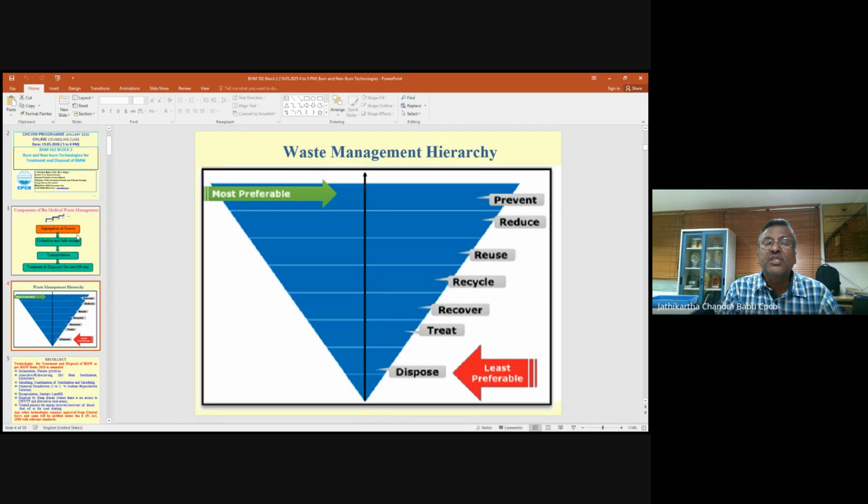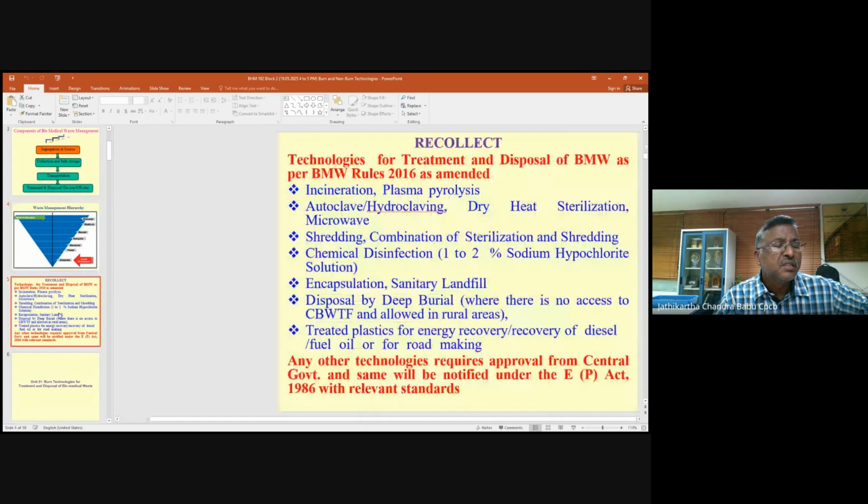Always remember these two words. You can definitely expect these two questions. Which is the most preferred option in the waste management hierarchy? Prevention. And which is the least preferred option in the waste management hierarchy? Disposal.